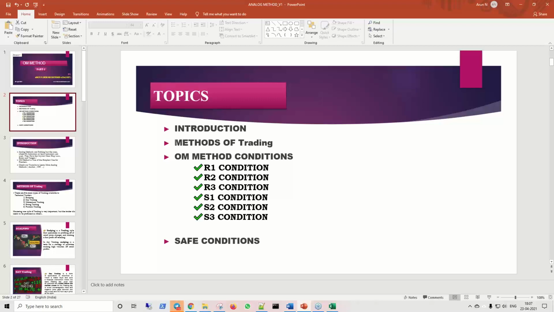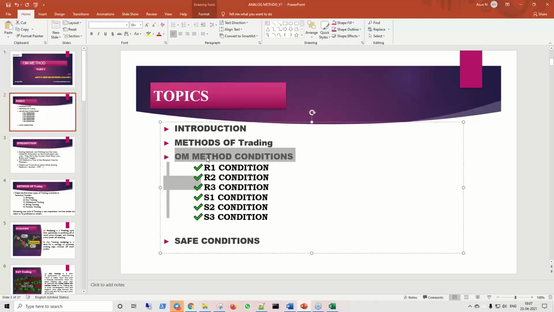So we'll see what the actual methods of trading are. The Ohm method is for intraday and positional. In today's session, we'll be discussing mostly intraday. We are going to do this analog method as a series in the coming days and months. We just want to start with the basics, and you can practice it for a few days or months, and then we'll move on to the higher and more advanced versions of the analog methods. Today we will be looking at these conditions. These are the pivot conditions. We'll teach you how to use them effectively.